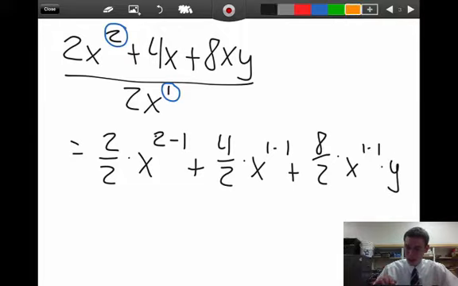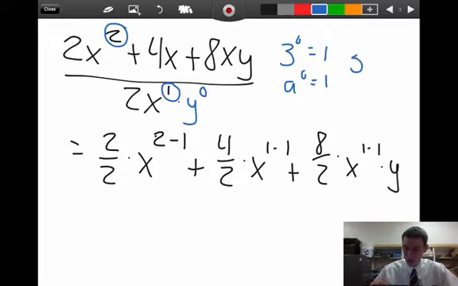Now this is technically times y to the 0 power, because anything to the 0 equals 1. 3 to the 0 equals 1, a to the 0 equals 1, 5 to the 0 equals 1. Anything to the 0 power is 1. So that's why we can write this as y to the 0, because anything times 1 doesn't change anything. So if this is a 0, and this is a 1, we can write this as 1 minus 0.